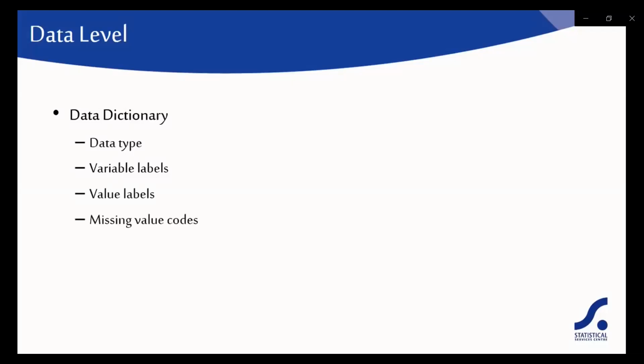Other questions, such as what does each column represent, are data level questions. We refer to this as the data dictionary. For each variable in your dataset, you should include the data type, a variable label to briefly describe it. If it's a coded variable, then value labels will be needed so users can interpret the data correctly. Have you used any missing value codes, and if so, what are they?